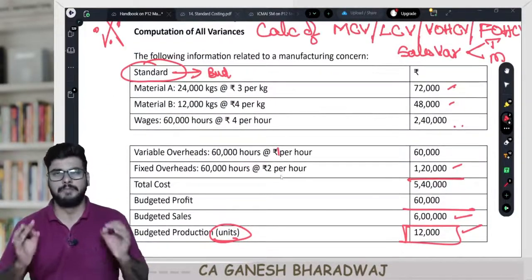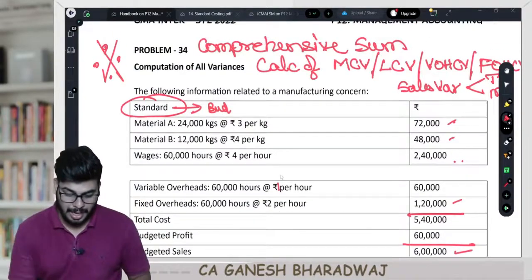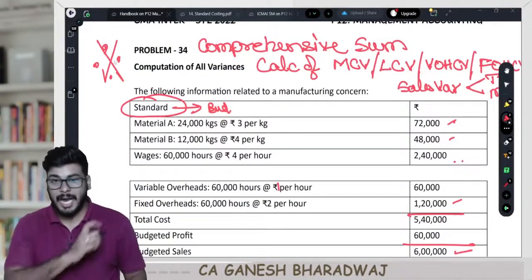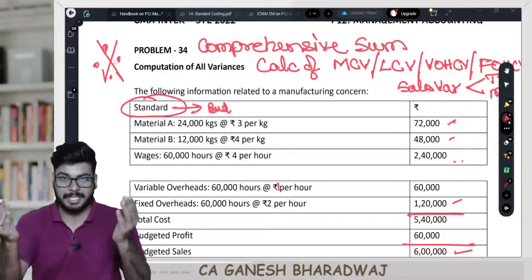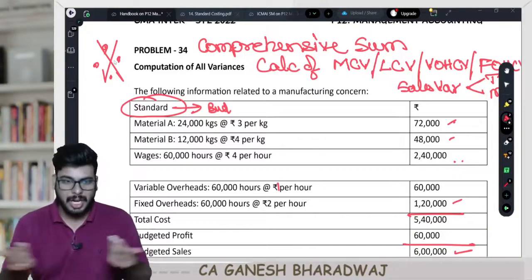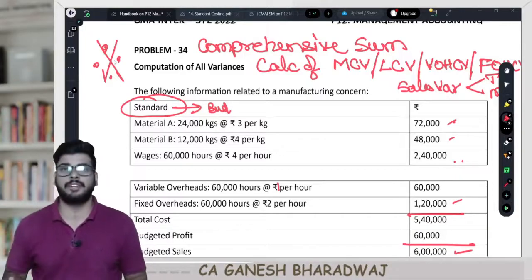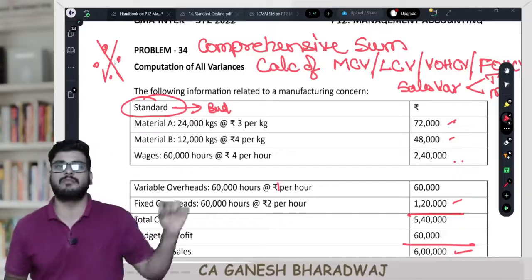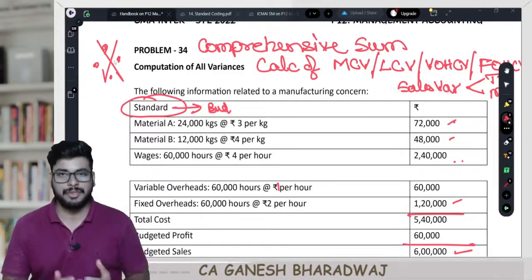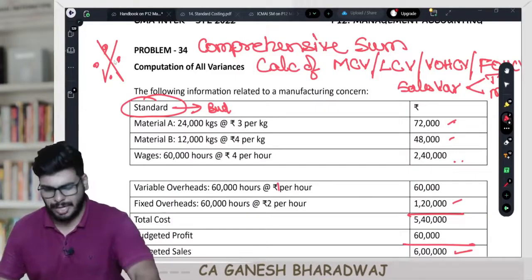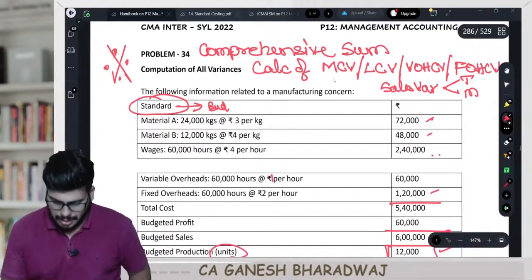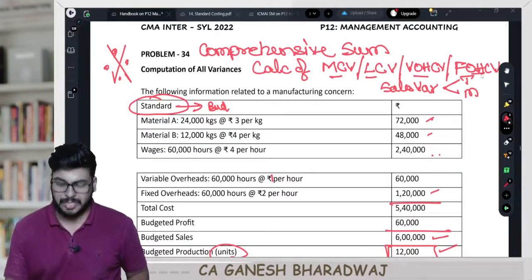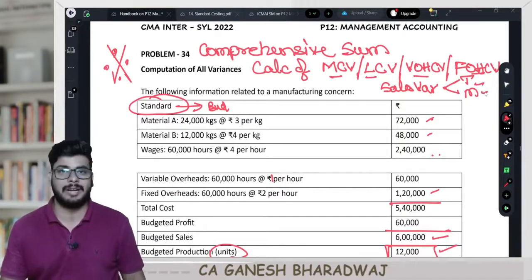Now guys, a beautiful question. In fact, if you remember, I asked you to mark this as important. I gave you the library of adjustments in our regular batch. For every single sum that we do, I dictate what the sum was about. So there I told you, this is a comprehensive sum where we had to calculate all the variances: your material variance, labor variance, variable overhead, fixed overhead, and sales variance under total and margin approach.